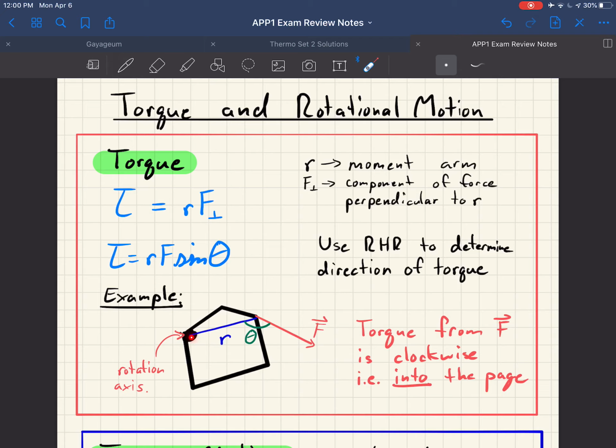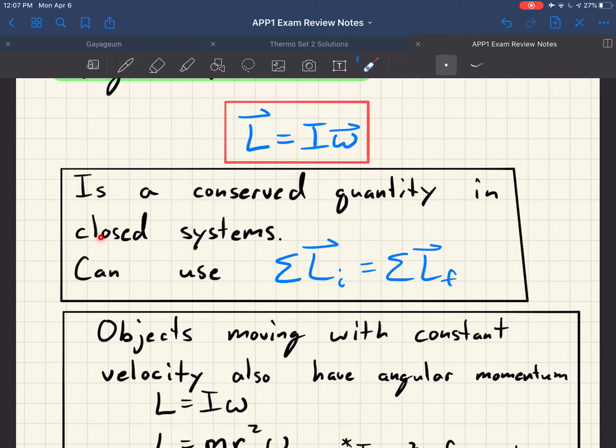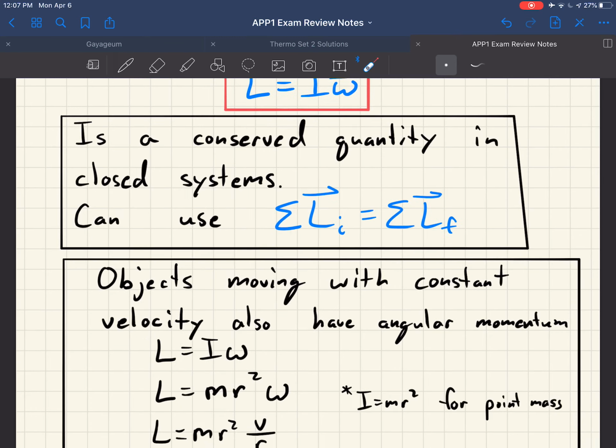The reason this is important is because it is a conserved quantity if you have a closed system, which means that if we have a closed system, the initial angular momentum of that system will equal the final angular momentum of that system. After a collision or interaction between objects inside that system, the momentum is just conserved. It doesn't change.